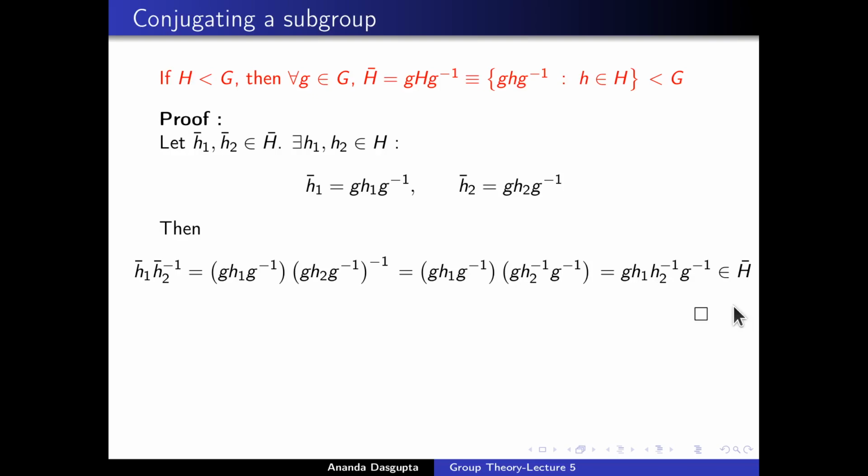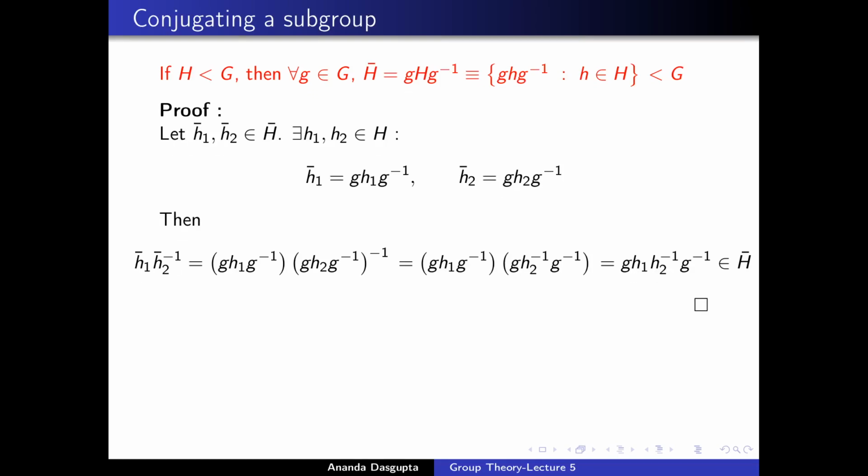And that completes our proof, because remember our theorem told us that if you take two arbitrary elements h1 bar and h2 bar from capital H bar and manage to prove that h1 bar h2 bar inverse is also in capital H bar, then capital H bar must be a subgroup of G. We can call H bar a conjugate subgroup to the subgroup H.